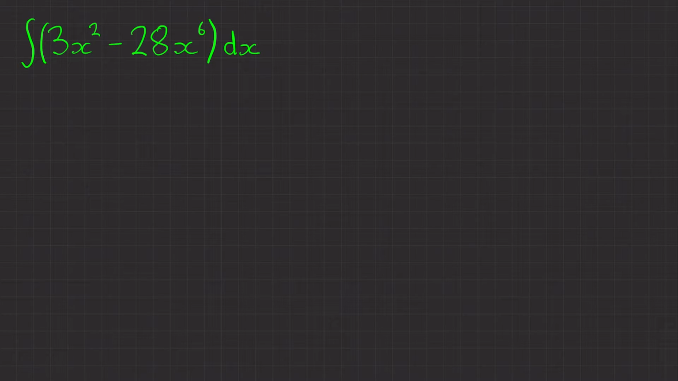Second question, we've got 3x squared minus 28x to the 6. Now we've got two terms to the equation here. We've got 3x squared and minus 28x to the 6. So we can integrate these individually.